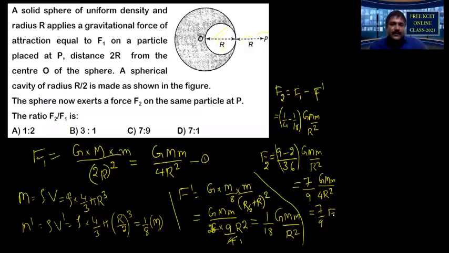G M m by 4r square is nothing but F1. It is the initial force between the entire mass sphere and the particle. So now F2 we got is 7 by 9 F1. Hence the required ratio F2 by F1 is 7:9. Option C is the right choice. So that's about this question. Okay, then I move to the next question.